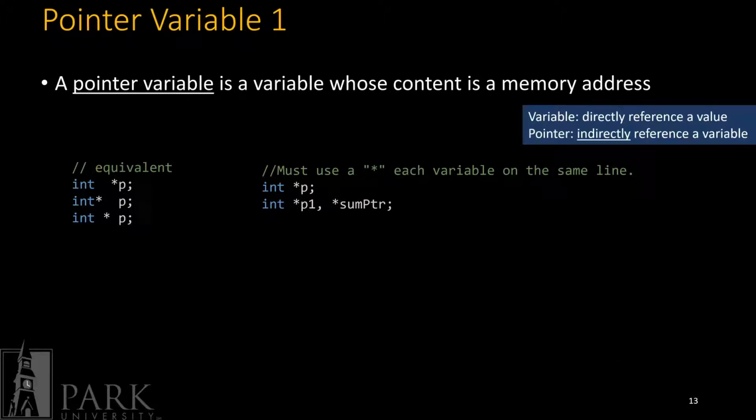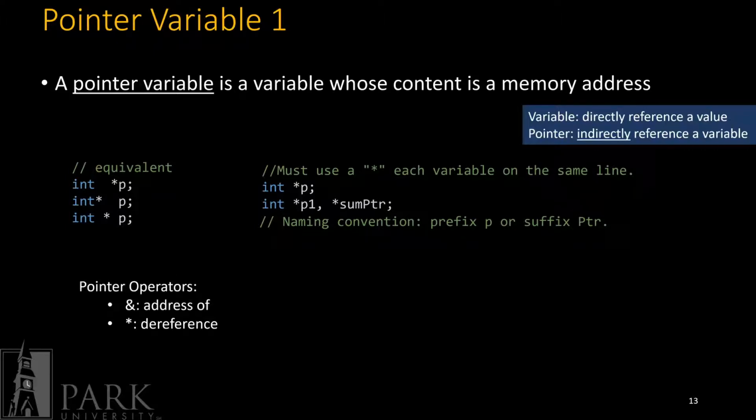As a convention though, when naming pointer variables, start with the letter p or end with ptr, so that whoever is reading your code knows that it's a pointer. And there are two operators that are used to work with pointers. The ampersand to get the address of a variable, and the asterisk to reach the variable pointed at by the pointer. This is known as referencing, and this is dereferencing. They're opposites of each other.